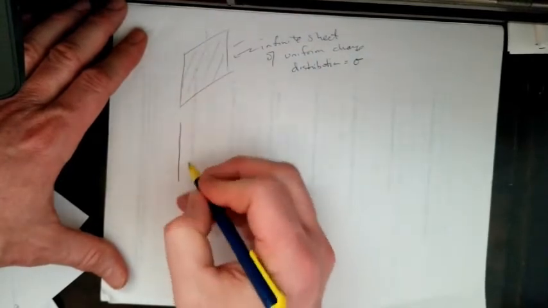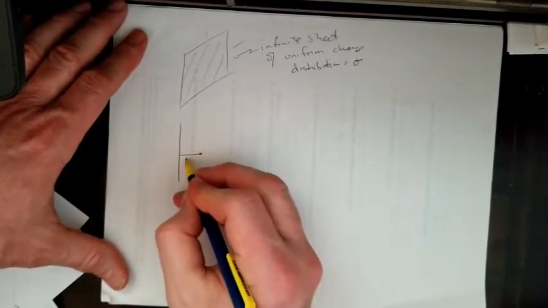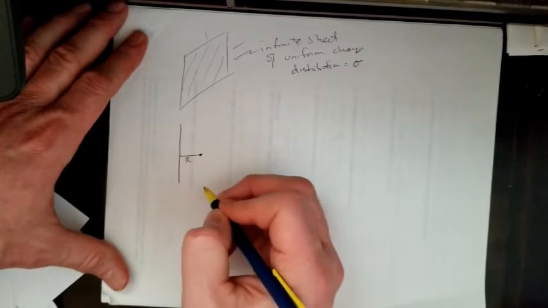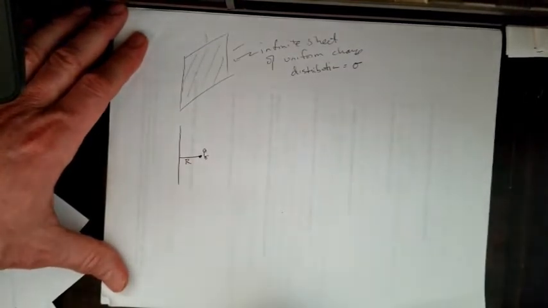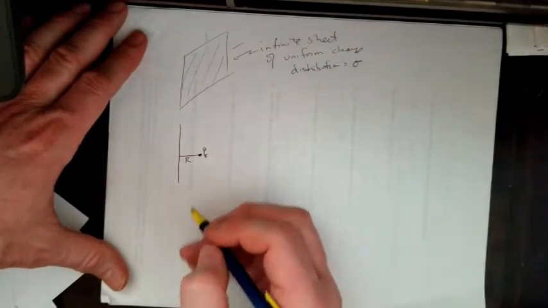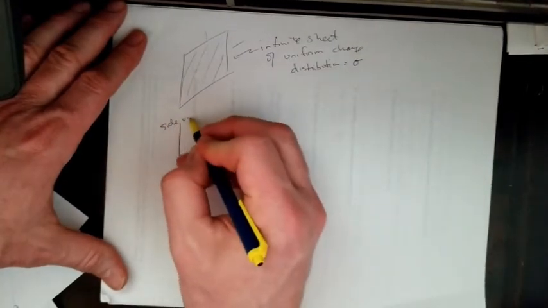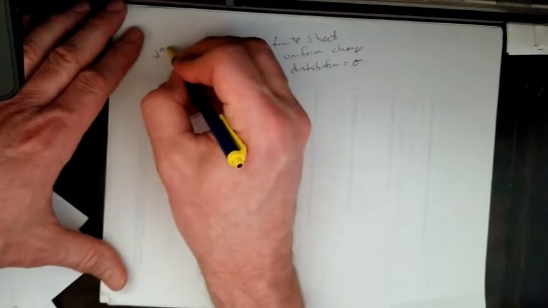And so from a side point of view, I'm going to be some distance r away. And I'm going to figure out what is the force on the point charge at that distance right there, at that location right there. So this is the side view. This is the jaunty tilt view.